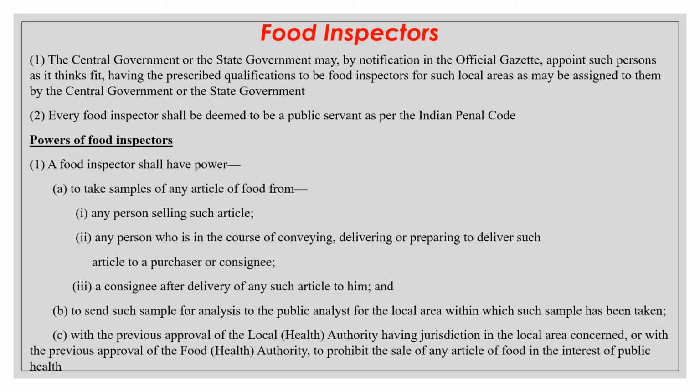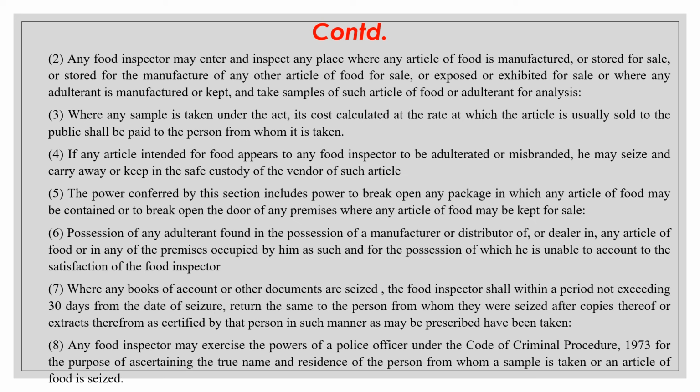Food inspectors may prohibit the sale of any article of food in the interest of public health. So food inspectors have authority to prohibit the sale of any food article in the interest of public health, but with the previous approval of local health authority and food health authority. Okay, and there are more powers given to food inspectors.